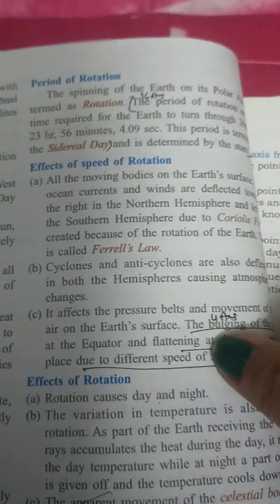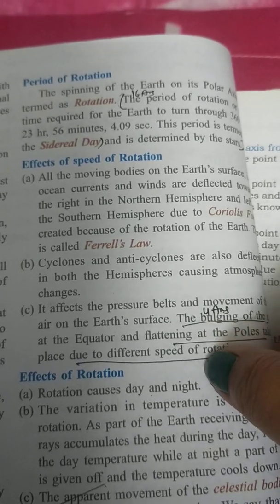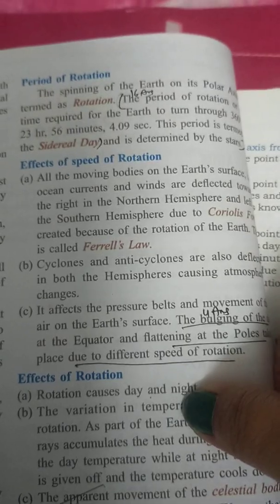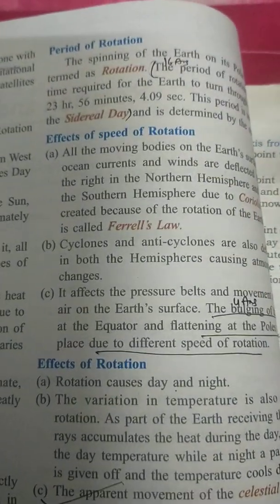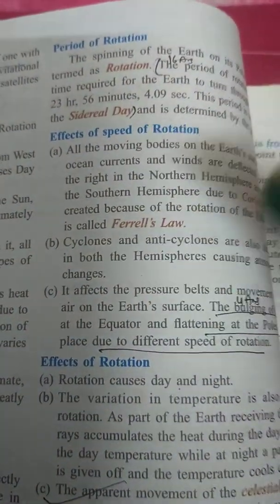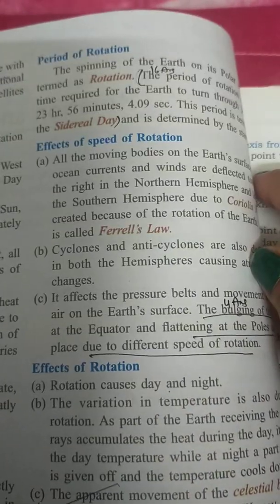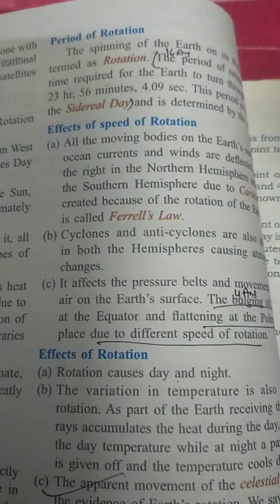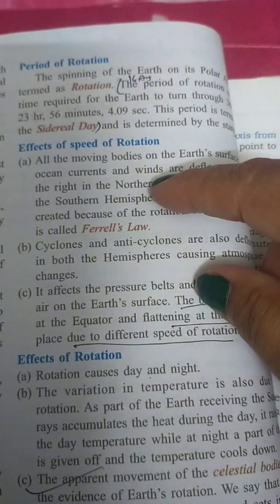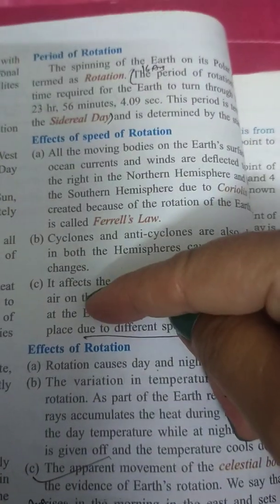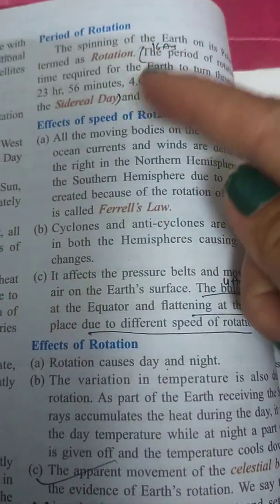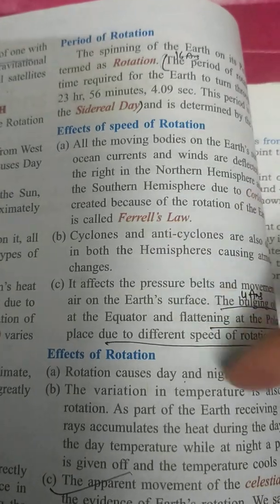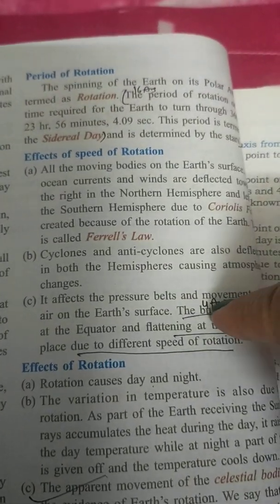Second thing, if you see that the Earth bulges at the equator and is flattened at the poles, it seems to be like this due to the speed of rotation. Different kinds of pressure belts are formed, which we will discuss later in the next chapters. When some areas have low pressure and some areas have high pressure, that is also due to the rotation of the Earth.